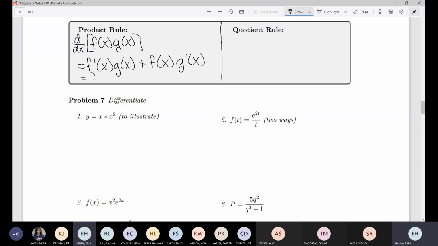I personally memorize this as f prime g plus fg prime and just forget about all the of x's because those are tedious. So besides writing it out formally here, I will always write f prime g plus fg prime.